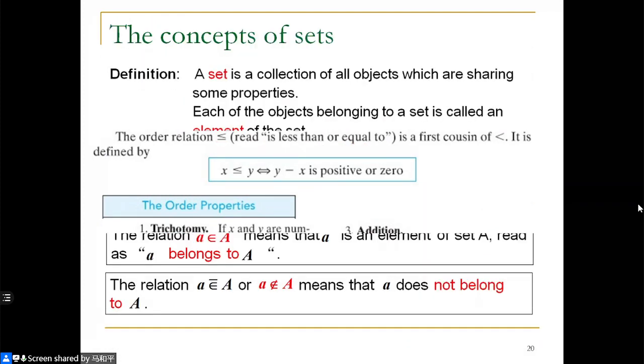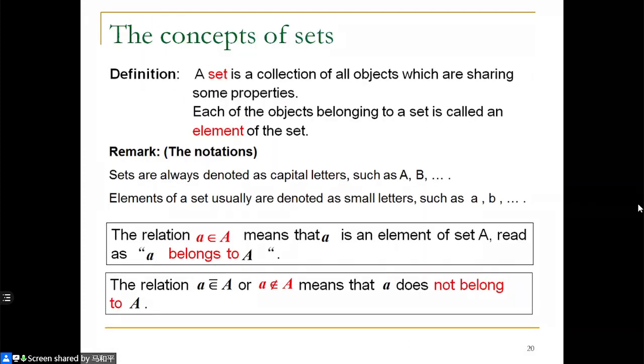And then we give the concept of sets. The definition: a set is a collection of all objects which share some properties. Each of the objects belonging to a set is called an element of the set.